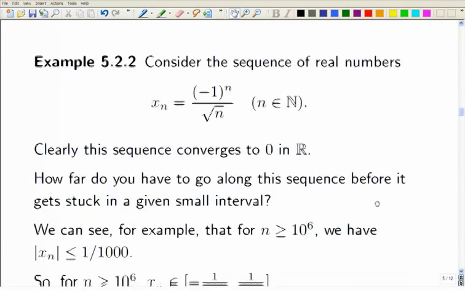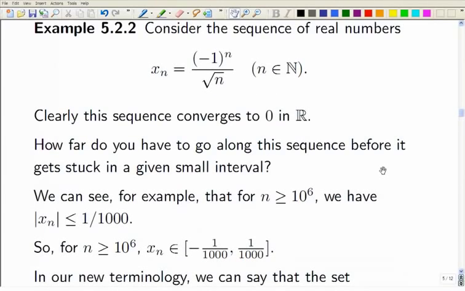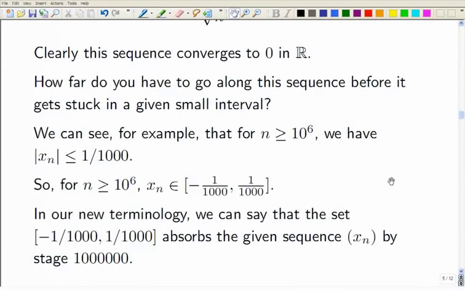And of course, you could do an exact calculation that if you want to get it to stay within a thousandth of 0, you've got to get n at least 10 to the 6. And once you get n, little n, to be at least 10 to the 6, you're okay. So for little n that's at least 10 to the 6, xn will be between minus 1,000th and 1,000th inclusive. Because I'll remind you that 1,000 is 10 to the 3. So with our terminology, that little interval absorbs this sequence by stage 10 to the 6, a million.